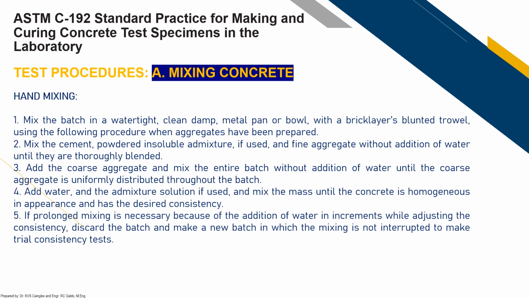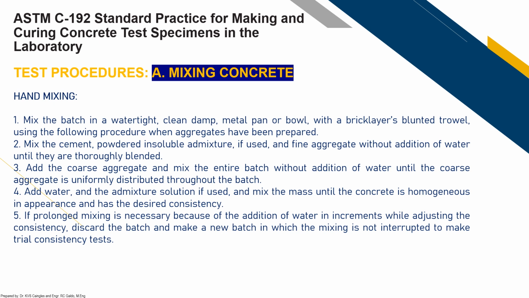Now, the standard procedure for hand mixing of concrete. First, you mix the batch in a watertight, clean, damp metal pan or bowl with a bricklayer's blunted trowel, using the following procedure when aggregates have been prepared. Next, you mix the cement, powdered insoluble admixture if used, and fine aggregate without addition of water until they are thoroughly blended. Next, add the coarse aggregate and mix the entire batch without addition of water until the coarse aggregate is uniformly distributed throughout the batch.